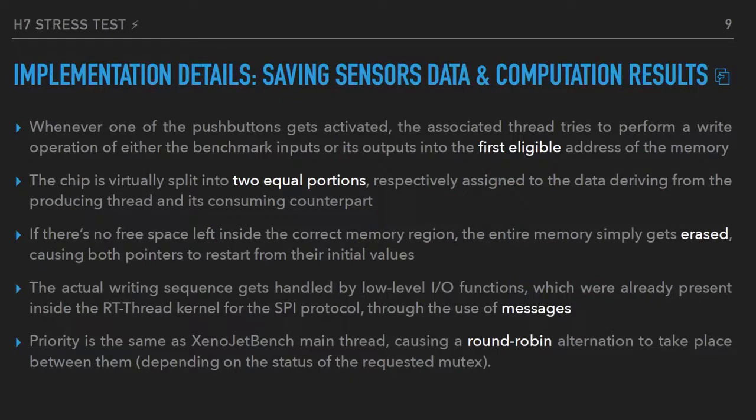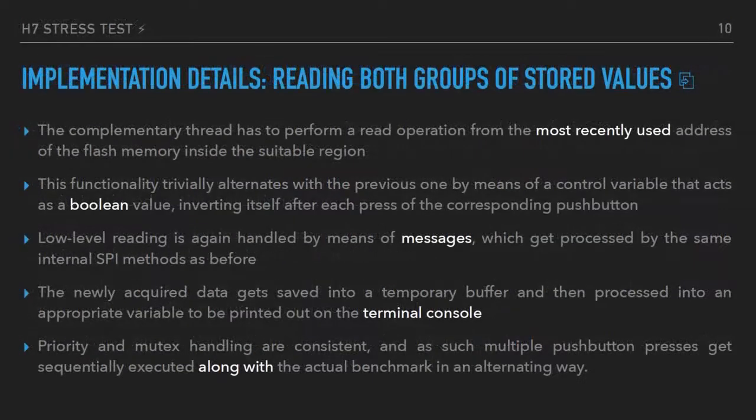Substantially, the application presents a producer, a consumer, and an asynchronous task activated by a push button. Whenever one of these is activated, the task performs a write of either the inputs or the outputs of the application to the first eligible address of the memory. If the flash memory is full, it is just erased. The priority of these tasks is like the one of the consumer thread, which is the actual benchmark, causing a round-robin alternation to take place. The other task is just the reading counterpart, activated by a second push button, and prints the read values to the console.